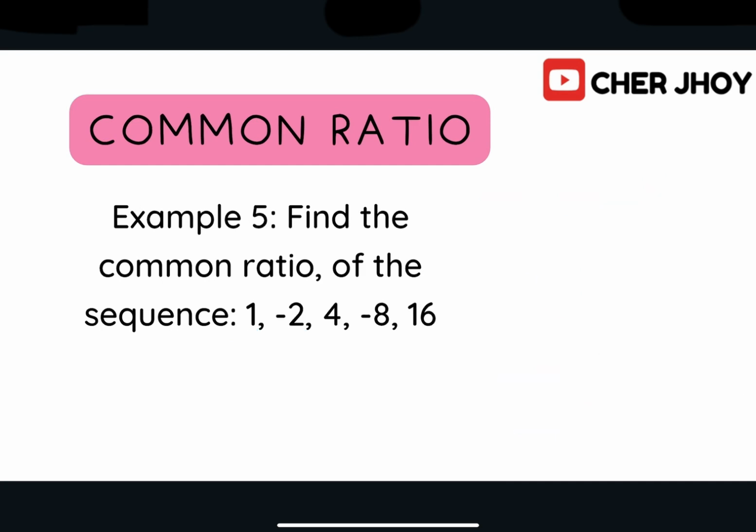Example number 5. Find the common ratio of the sequence 1, -2, 4, -8, and 16. So we have -2 divided by 1, the answer is -2. 4 divided by -2, the answer is -2. -8 divided by 4, the answer is -2.